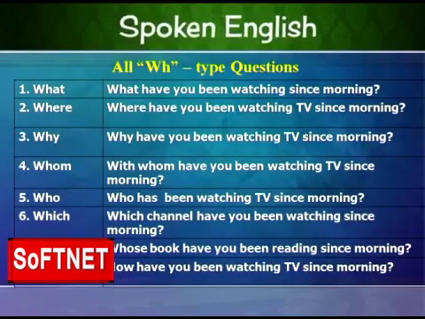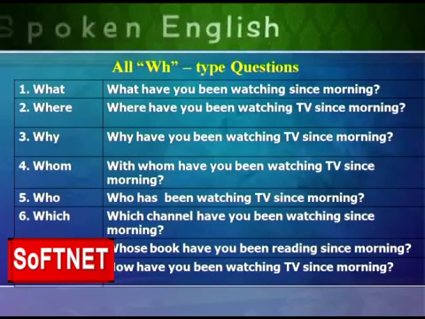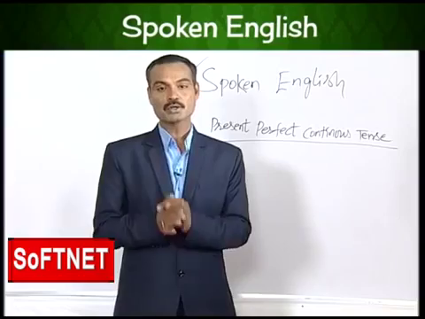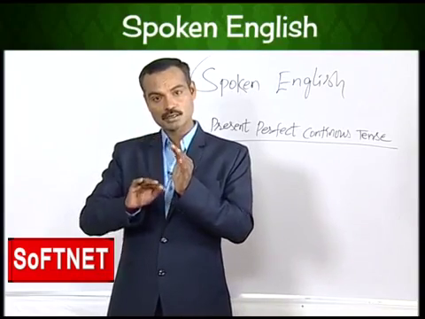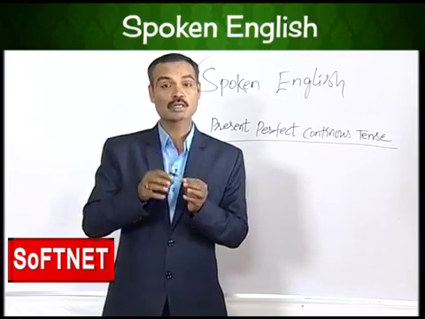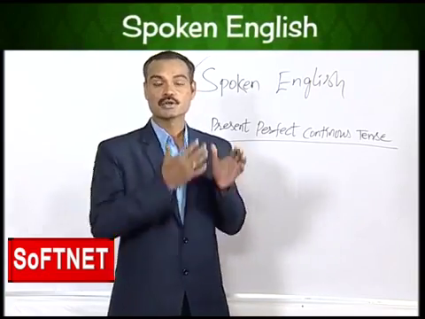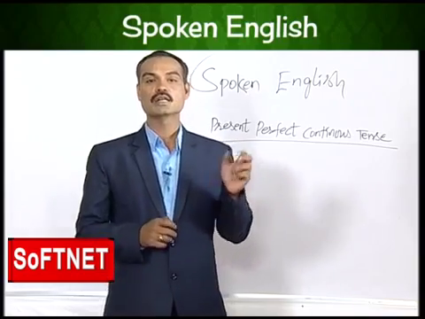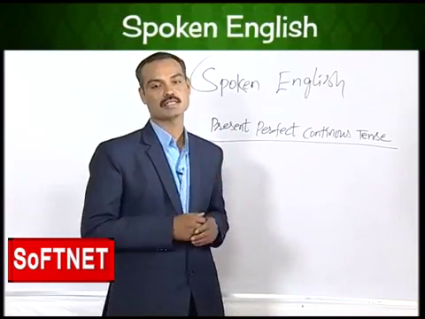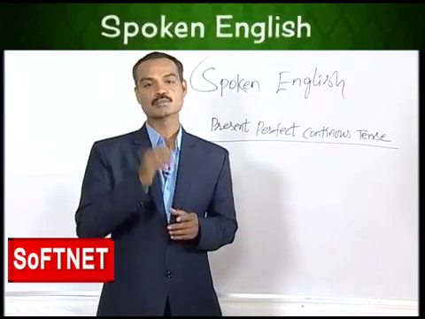So, in this tense there are two types of questions: yes or no type questions and WH type questions. In English there are totally 9 WH words. Okay, we should learn how to ask questions with every WH word. Okay, in this table what is the first WH word? What is there. For example, what have you been watching since morning?